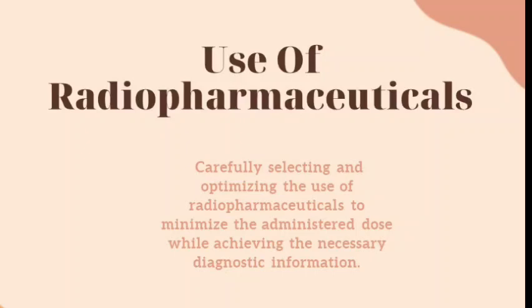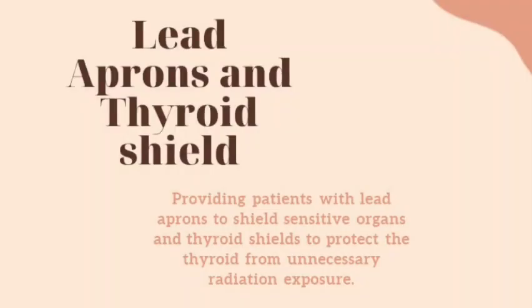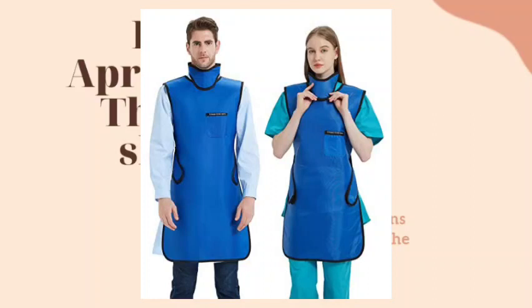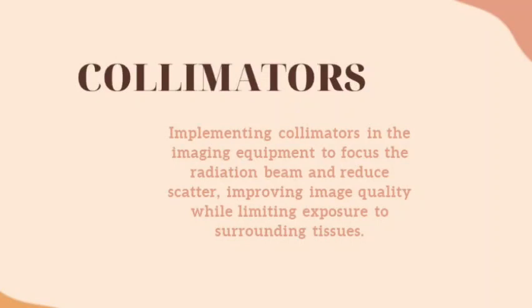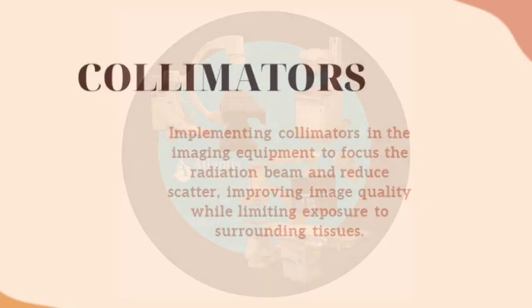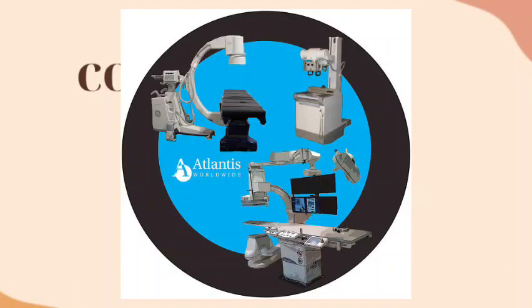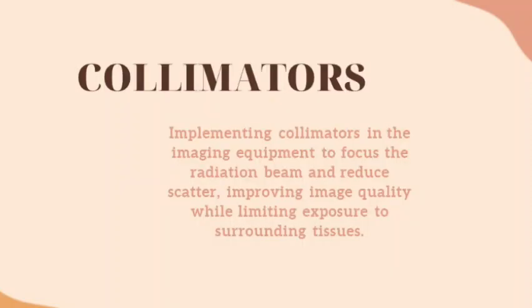the necessary diagnostic information. When it comes to shielding, lead aprons and thyroid shields must be provided. Provide patients with lead aprons to shield sensitive organs and thyroid shields to protect the thyroid from unnecessary radiation exposure. Collimators must be taken into consideration as well. Implementing collimators in the imaging equipment will enable focusing of the radiation beam and reduction of scatter radiation, improving image quality while limiting exposure to surrounding tissues.